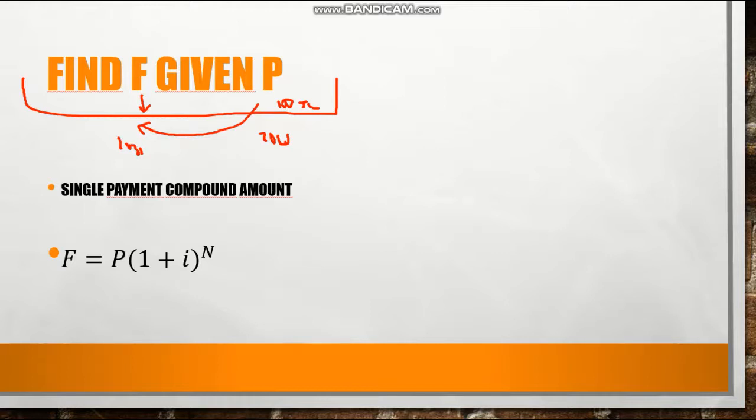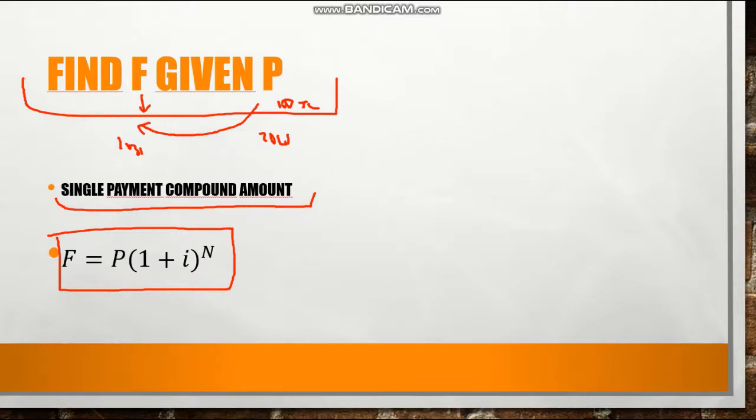In order to find this, we need the single payment compound amount, which is: future money is equal to present multiplied by 1 plus interest rate, power of n, which is the duration, the number of years or number of periods. Okay, let's do an example and then we can understand this topic better.